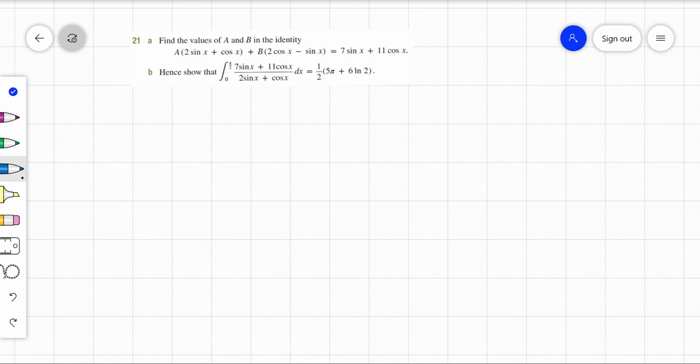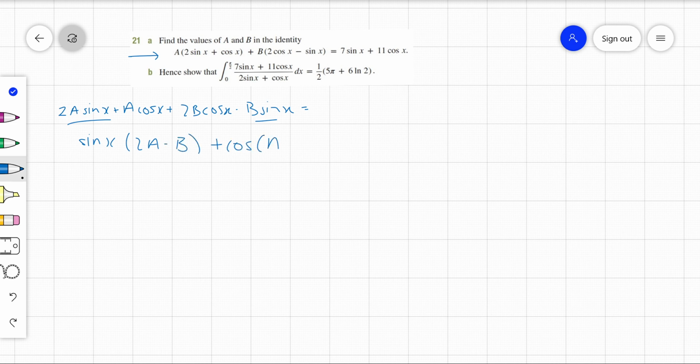Alright, so this one we're going to first just expand this out, and you can see here we've got 2a sine x, a cos x, 2b cos x, and minus b sine x. So when I put all the sine x's together, I've got 2a and negative b here. And when I put all the cos x's together, I have an a and a plus 2b. So we know that has to equal 7 sine x plus 11 cos x.